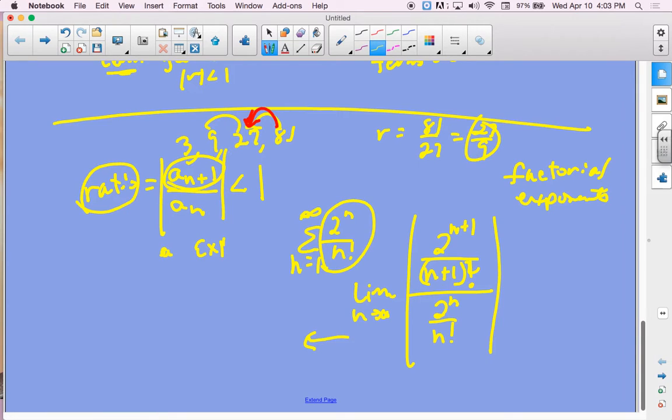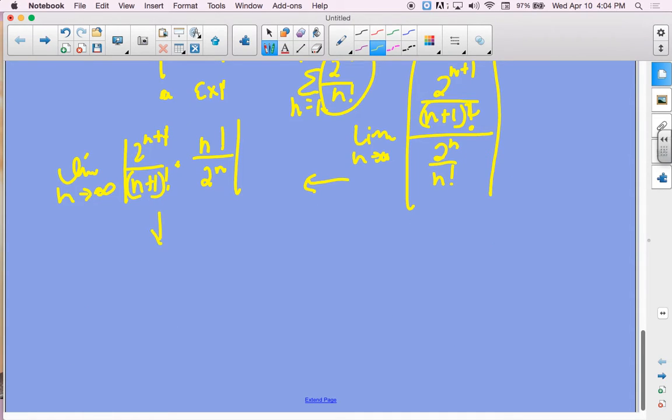So taking it over here, I have the limit as n approaches infinity of the absolute value of 2 to the n plus 1 over n plus 1 factorial times the reciprocal, which is n factorial over 2 to the n. So I have the limit as n approaches infinity, and this is n factorial. 2 to the n plus 1 over 2 to the n, you subtract your exponents and you just get 2 on the top, like 2 to the third over 2 to the second.